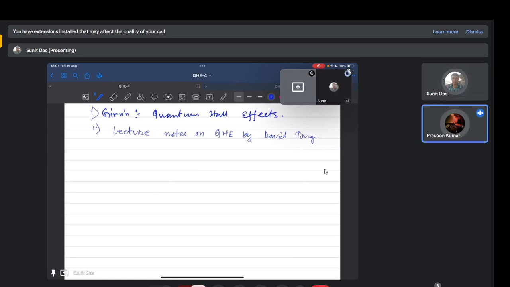So today we are having the session on week four. I'll mostly focus on the tight binding model for graphene, let's say.